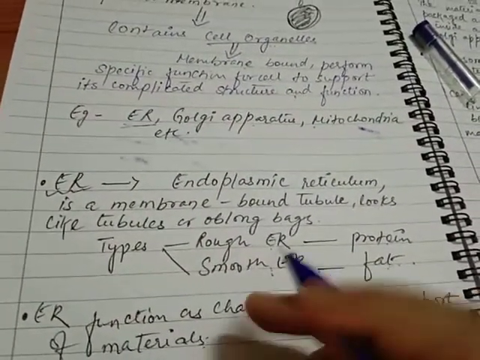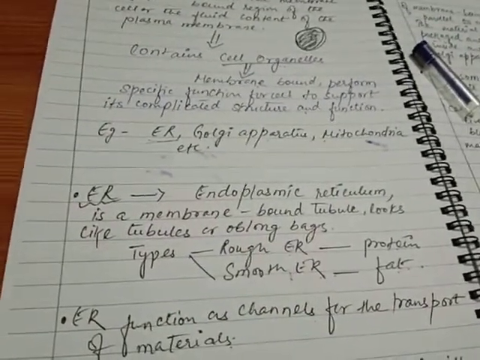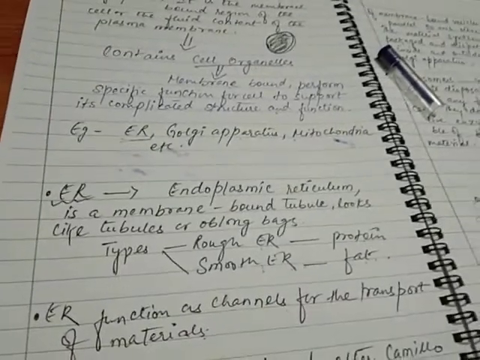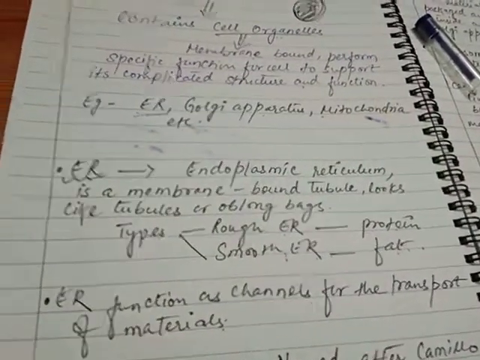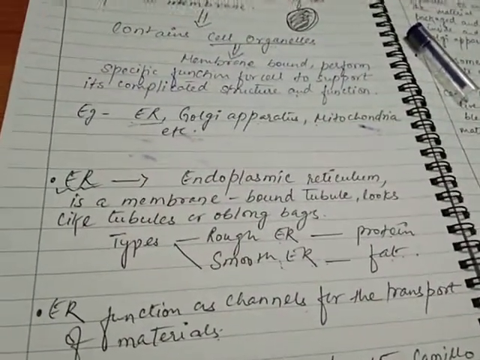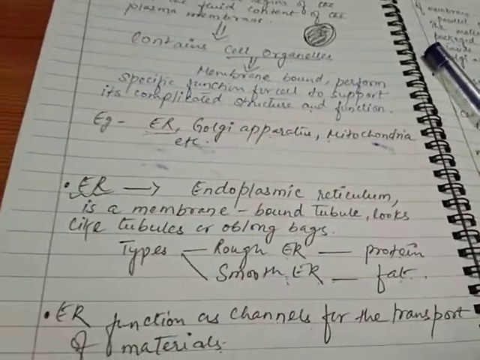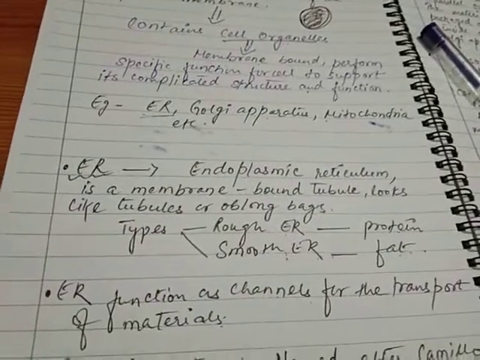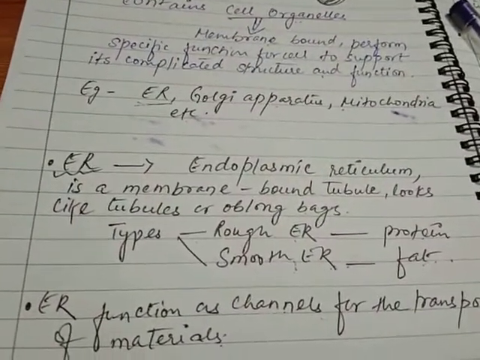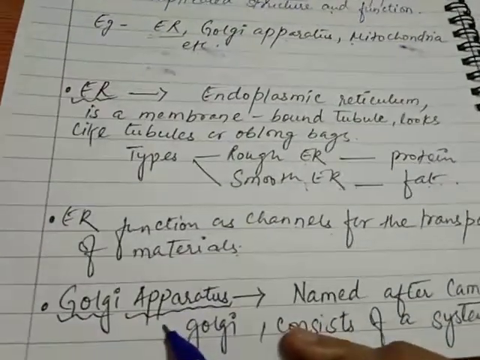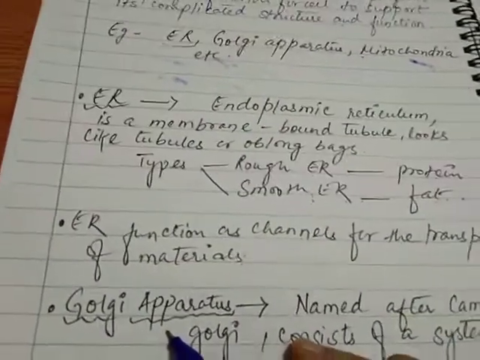I told you that the plasma membrane helps to transfer many bigger materials like glucose from inside of the cell to outside or vice versa. While transferring these bigger molecules, the endoplasmic reticulum acts as the channel which helps to make this transfer easier. Alright. Now, the next cell organelle which we have is the Golgi apparatus.